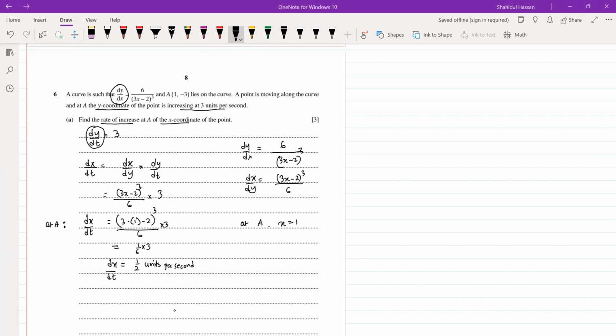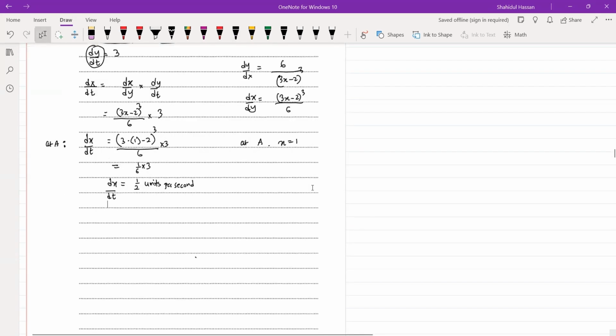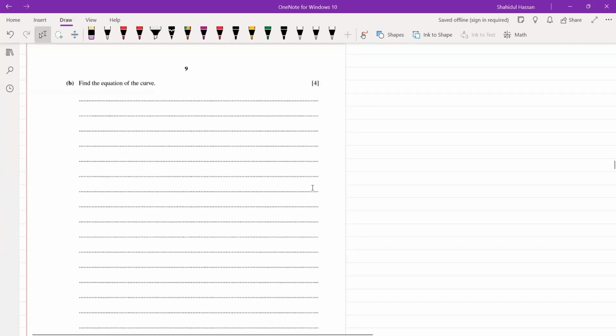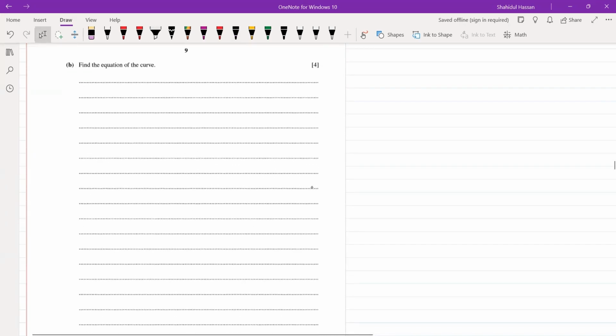Okay, so this is done, the first part. Let's go to the next part. Find the equation of the curve. Okay, finding the equation of the curve. Now the given information dy by dx will help us a lot.